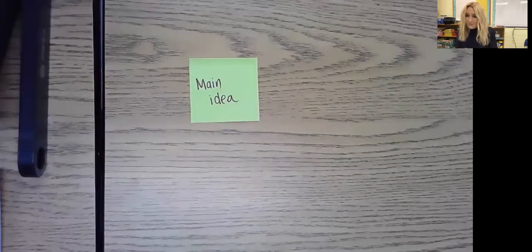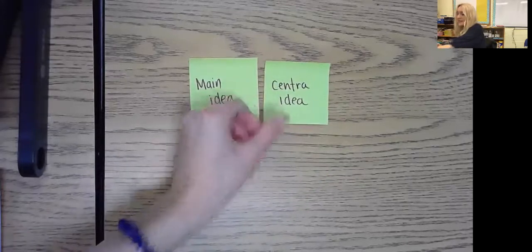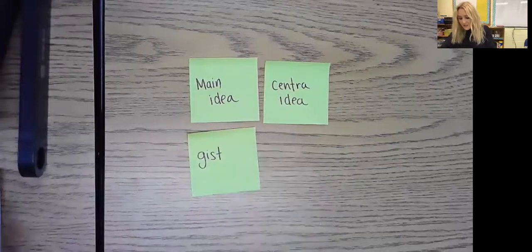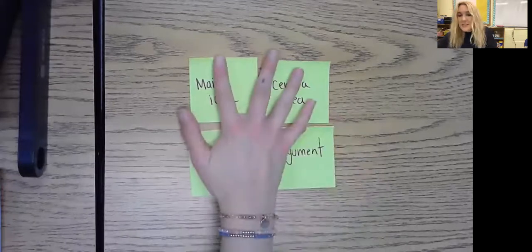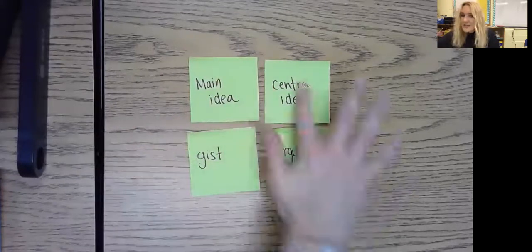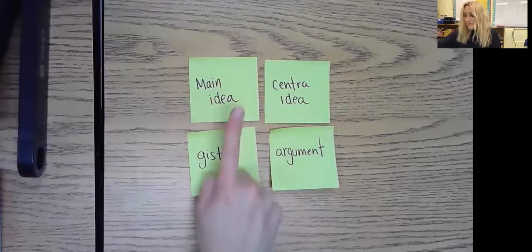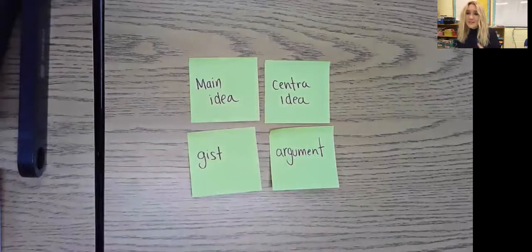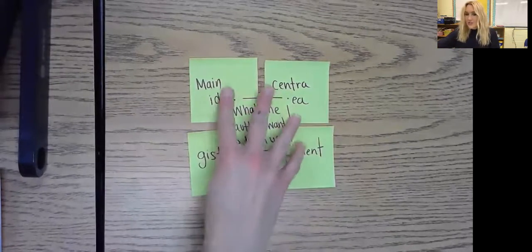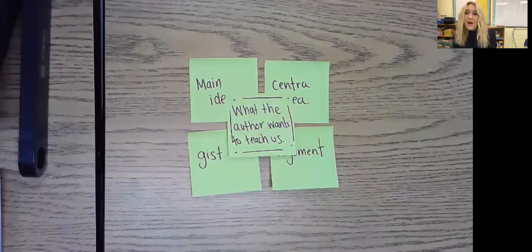First of all, a main idea is also a central idea. And it is also the gist. And it is also the argument. Yes, that means that these are all synonyms. So if someone asks you about any of these things, they're really just asking you about main ideas, what the text is mostly about. And we know that the text is mostly about whatever the author is trying to teach us, because information texts are teaching texts. So we're always on the lookout for exactly what the author wants us to learn.